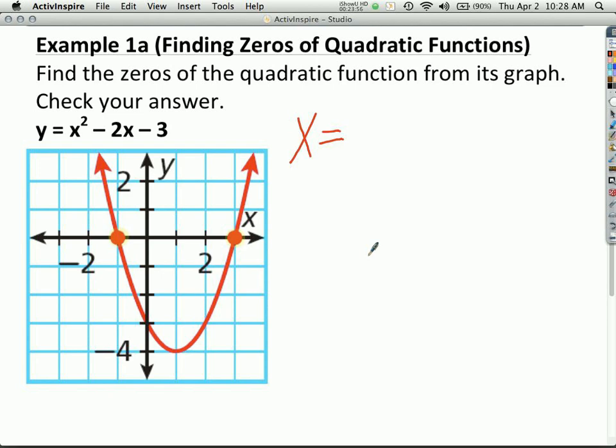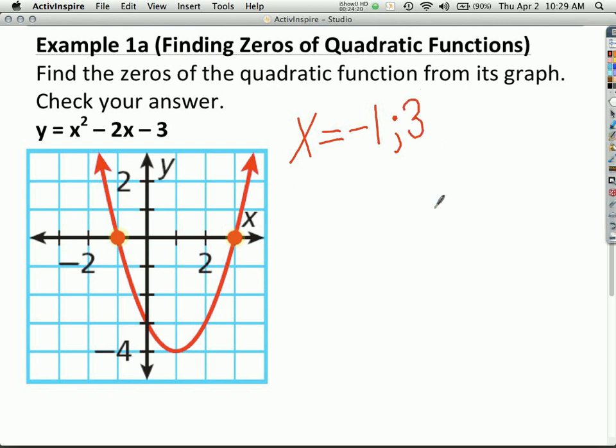Someone tell me. You can look on yours or look up here. Either way, I made it pretty big, so you should be able to see it either way. Where is it crossing, Ethan? -1. So that's, we think, a zero of the function. And what's the other location, Tatiana? 3. Very good. So that's the other location.